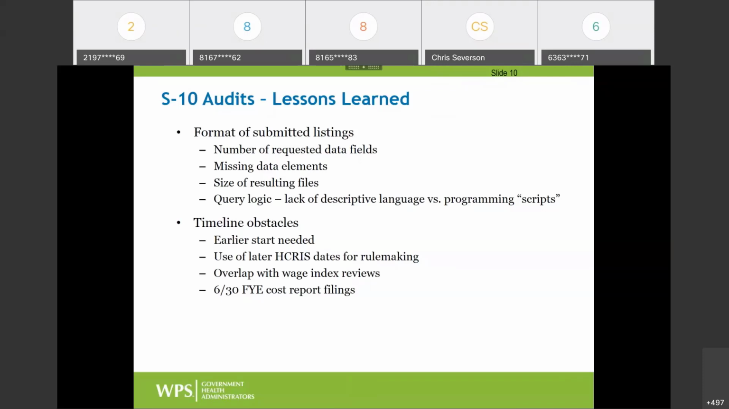And then also, I think it helps if you think of these S-10 audits as a two-phase exercise. Phase one being the data analysis phase, and then phase two is really more the detailed sampling testing phase. And I highlight that because, number one, out of all of the feedback that we got, the biggest issue identified without a doubt was the format of the listings, and that includes providers questioning the number of requested data fields.